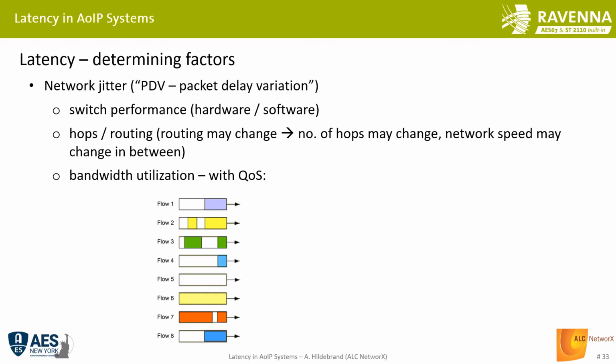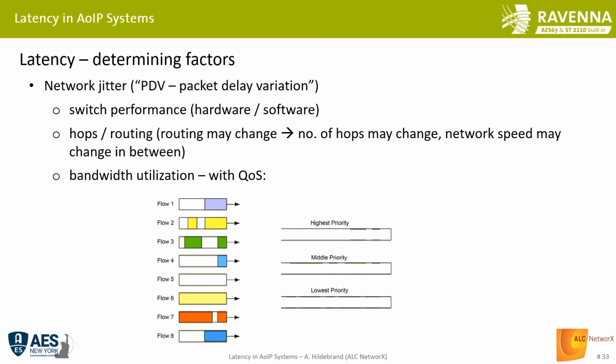Now, usually every switch has different priority queues. And we can prioritize particular traffic flows so that they go into the highest priority queue, or in a higher priority queue than other traffic.